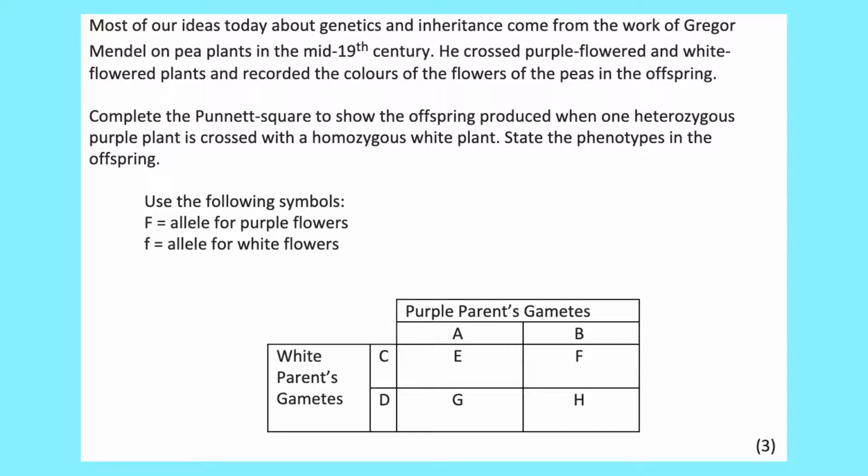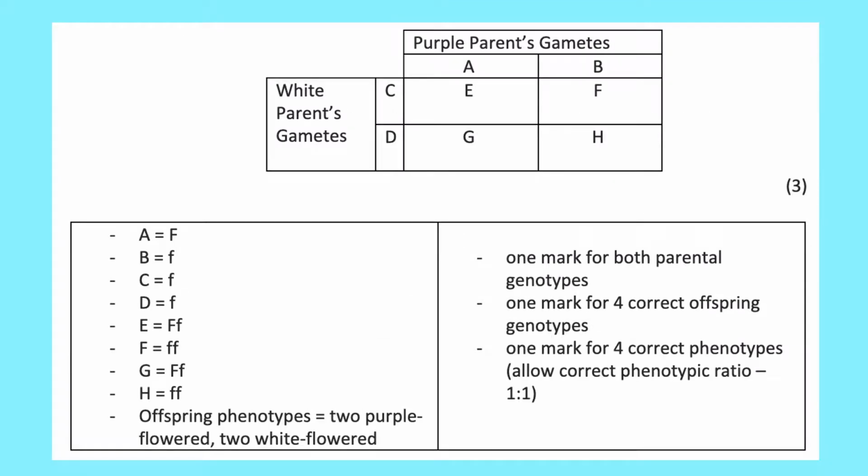Use the following symbols. A capital F is the allele for purple flowers, whilst a little f is the allele for white flowers. And this is worth 3 marks. Okay, so firstly, from our key definitions, we need to work out what the gametes of the parents are. The heterozygous purple plant, well, heterozygous means that they have 2 different alleles. So the purple parent must have one capital F gamete and one little f gamete.